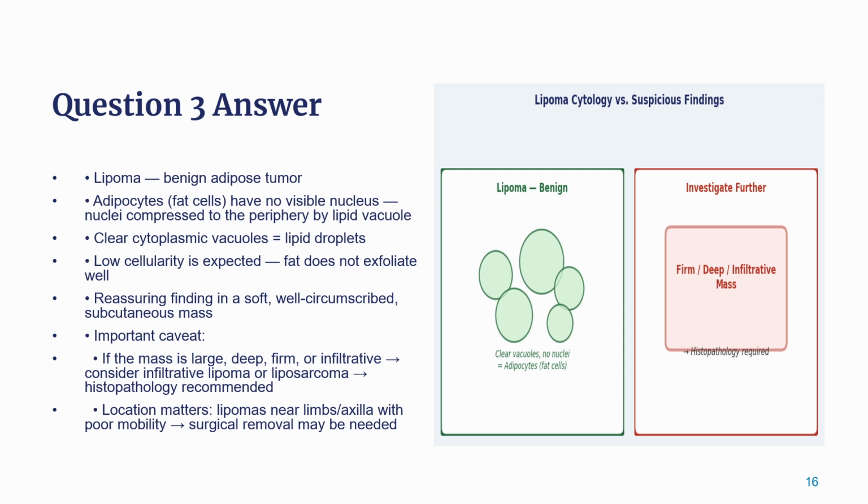Lipomas are benign, but always note the location and behavior of the mass. If it's firm, deep, infiltrating between muscle planes, or not freely movable, you need histopathology because infiltrative lipomas and liposarcomas exist, and you don't want to miss them based on cytology alone.